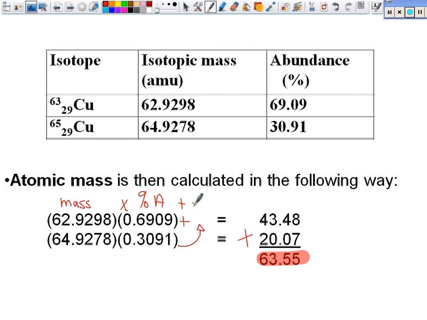We're going to practice that in just a second. Again, it's mass times percent abundance. Now, here's the only other thing that I want to show you. These percent abundance numbers are not the same as they are down there in the math. Why? Why did you not plug in 69.09?